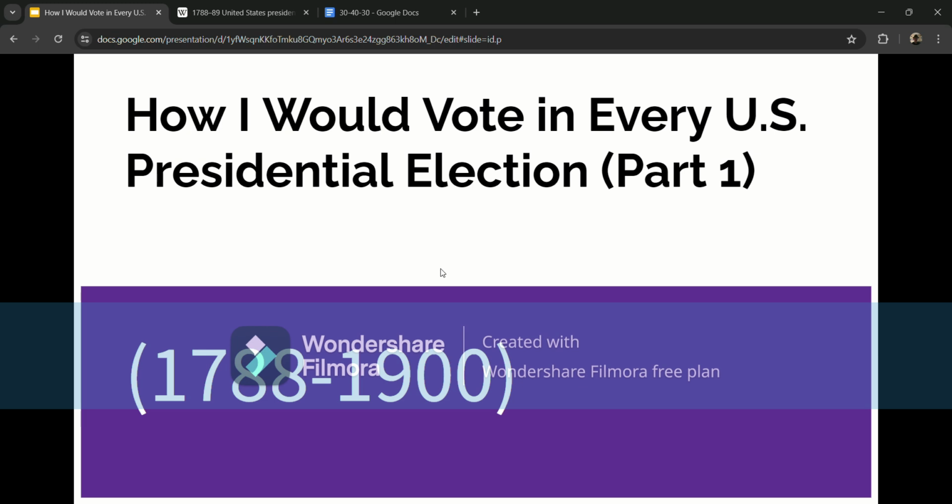For this first one, we are going to be going through the elections of 1788 through 1900. Why 1900 in particular? Because that is the end of the 19th century. The 20th century began January 1st, 1901. So we'll be going through every single election from the very end of the 18th century to the very last one of the 19th century. And then I think that's a good halfway mark we can stop at.